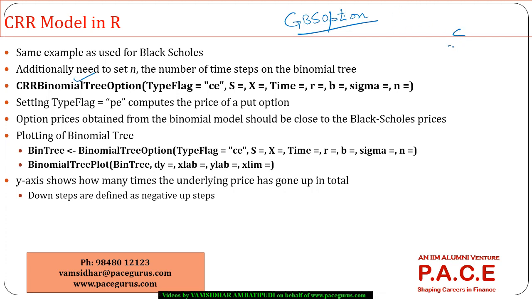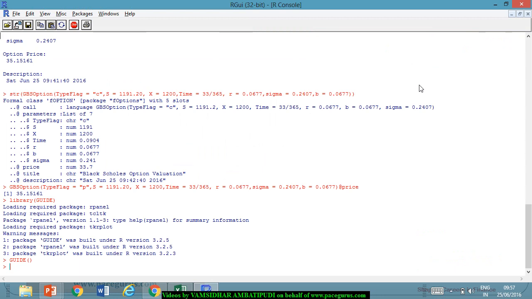The call option premium was around 33 point something and the put option premium was around 35 point something for that example. So the only additional thing that we need to set here is n, which talks about the number of steps of the binomial tree. So we may go with 3 steps, 5 steps, 100 steps, whatever it is. So let's actually go and implement it to see whether there is some kind of a difference. So I'll use the function called CRR binomial tree option. That's the function.